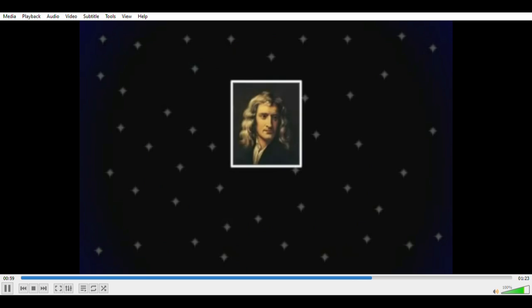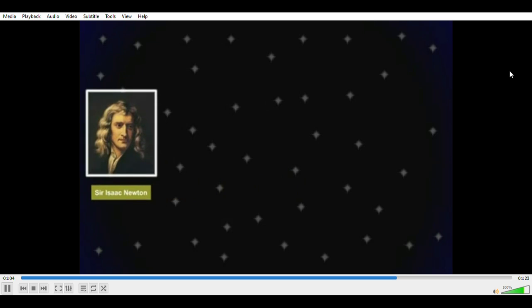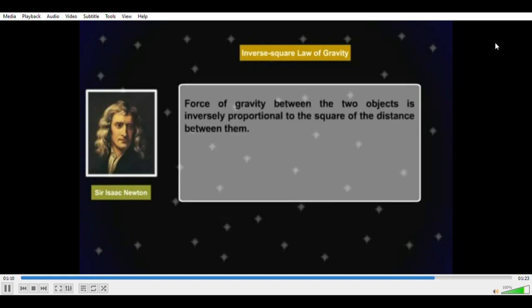I'm sure you've heard of Newton. Now, Newton used the second and third laws of Kepler, and he formulated the inverse square law of gravitation. And what is that? Well, the force of gravity between two objects is inversely proportional to the square of the distance between them. There it is. F is proportional to 1 by d squared, and that is your inverse square rule.